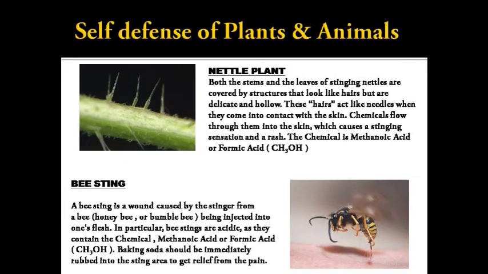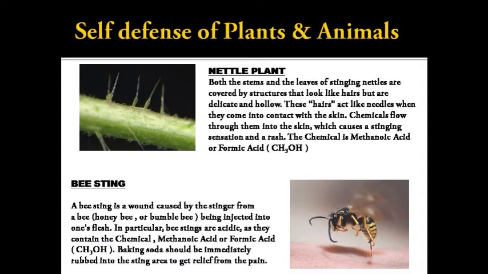The next application of pH is self-defense of plants and animals. Now, there is a plant known as the nettle plant, in which both the stems and the leaves of nettle are stinging. They are covered by structures that look like hairs but are very delicate and hollow. These hairs act like needles. So when they come into contact with the skin, the chemicals flow through them into the skin, which causes a stinging sensation and a rash.